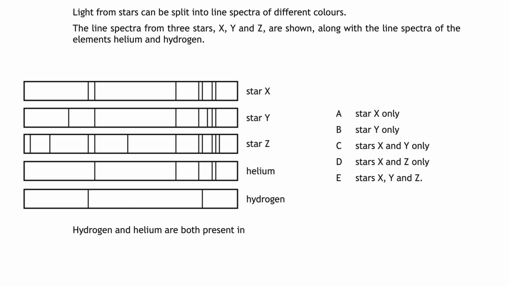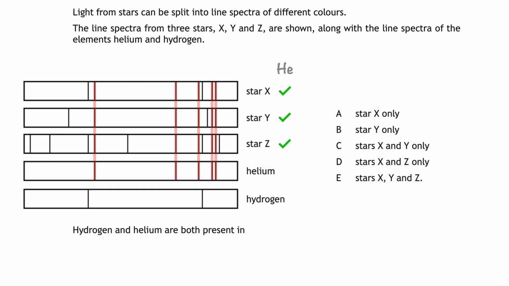Let's take a look. Here's the first. Then the second. The third. The fourth. And finally, the fifth. To summarise, all 5 lines are present in the spectra of stars X, Y and Z.